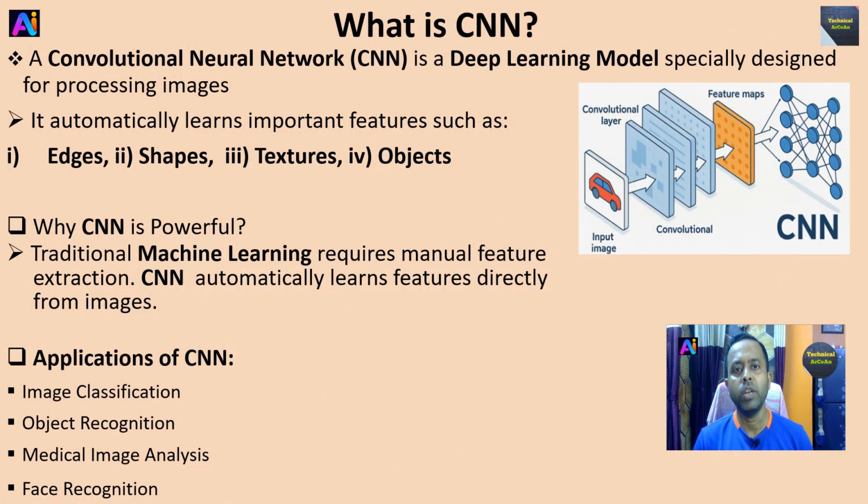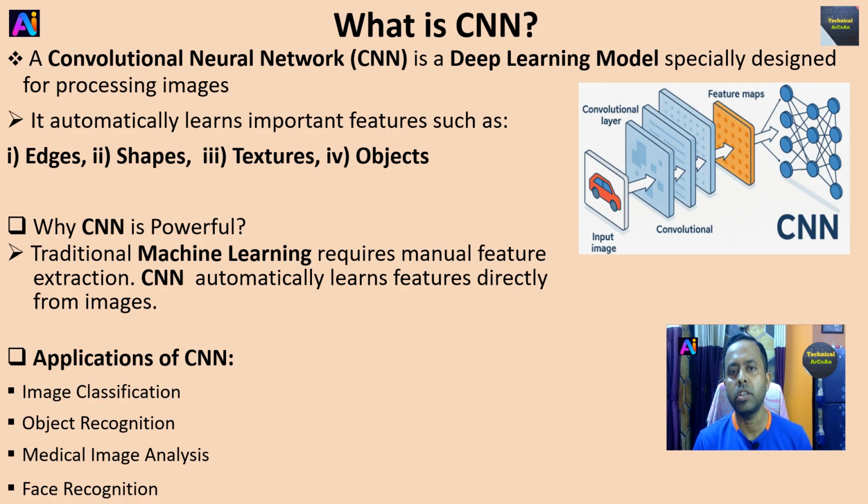A convolutional neural network is a deep learning model specially designed for processing images, right? It automatically learns important features such as edges, shapes, textures and objects, right? Why is CNN powerful? Traditional machine learning requires manual feature extraction. CNN automatically learns features directly from images, right? Applications of CNN include image classification, object recognition, face recognition, medical image analysis, right?